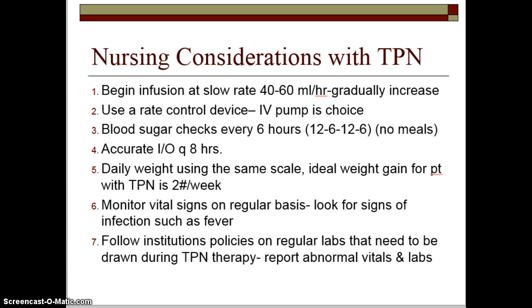We check blood sugars every 6 hours, not according to meal times, because TPN is their meal that's running 24 hours a day. So the TPN blood sugars are done 6-12-6-12, or 3-9-3-9. We get very accurate I&O, very accurate weights. We want to make sure that we are watching that patient output very closely so that we can see, is this TPN working? Is it enough, or do we need to alter it to help them heal and get what they need?